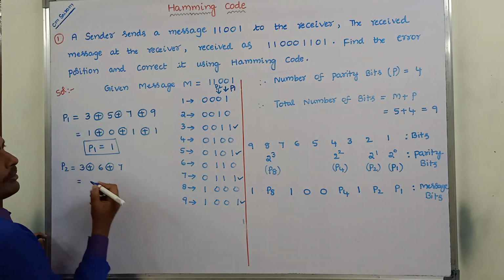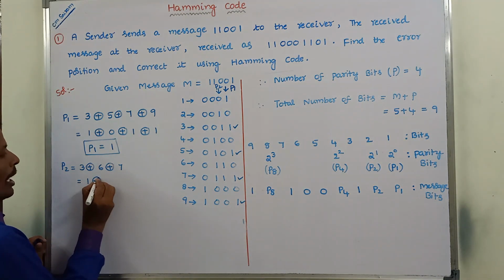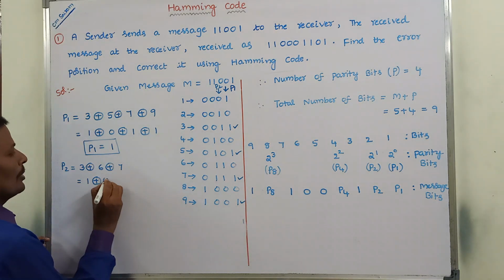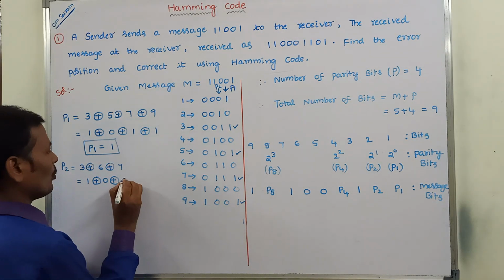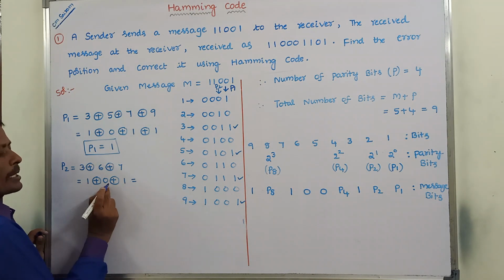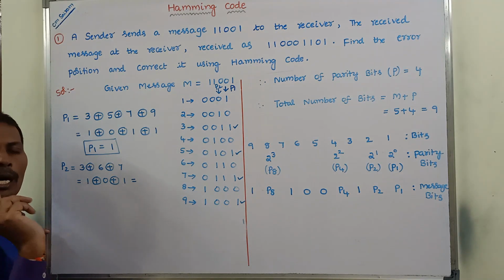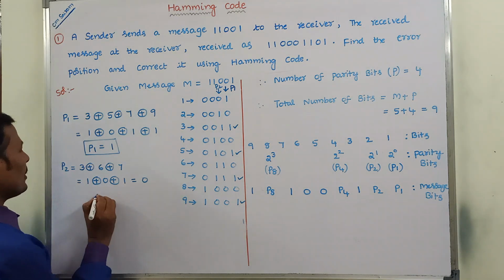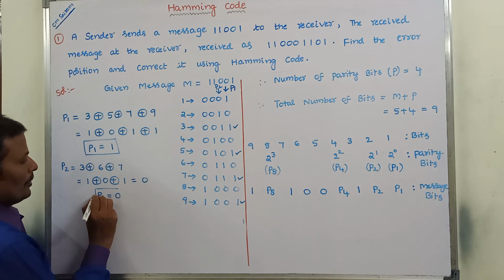What is the message bit value at the third position? 1. Exclusive OR. What is the message bit value at the sixth position? 0. What is the message bit value at the seventh position? That is 1. So 1 exclusive OR 0 is 1. 1 exclusive OR 1 is 0. Therefore, the P2 value is equal to 0.